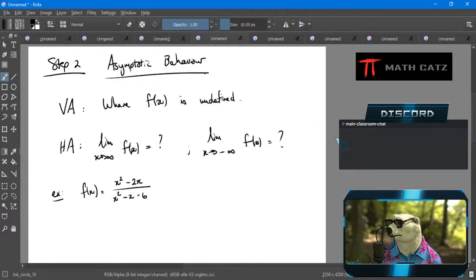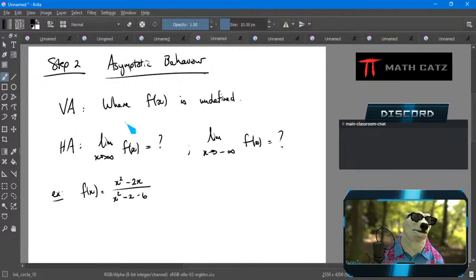Okay. So we're going to have the same examples we had last time and just do a step for each of them as we go. So I wrote them down again just so we have more space to work. In the asymptotic behavior category of our analysis, we are asking a couple of things. We are asking, are there any vertical asymptotes?